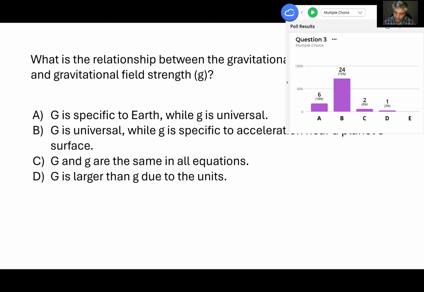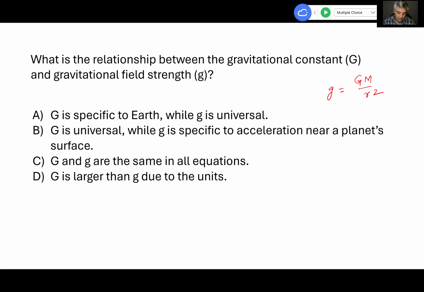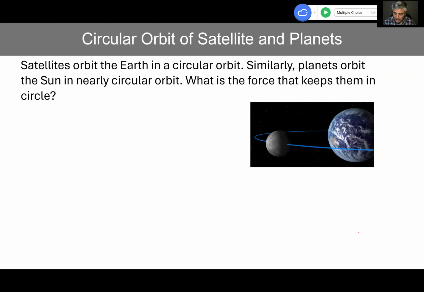So let's see what we got here. Mostly B, and that is the correct answer. Uppercase G is universal, but lowercase g is specific. It depends on the mass of the planet, or could be even moons, any large mass. With that, now let's move to the circular orbit of satellites and planets.